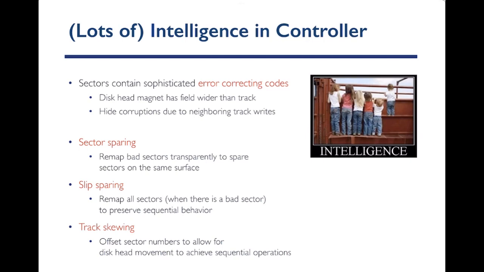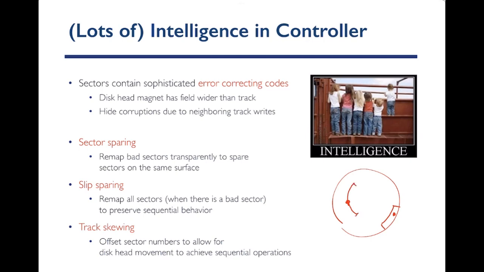Sometimes it wouldn't be enough to map a single sector somewhere else. Let's assume that a sector here has been corrupted, or a bunch of sectors here have been corrupted, and the spare sectors that you have are here. If you just map this one to one of these spare sectors, then let's say you have a file that is mapped to all these sectors here.